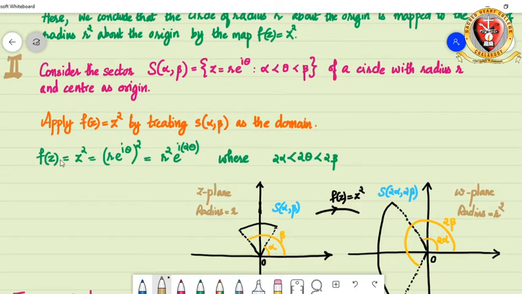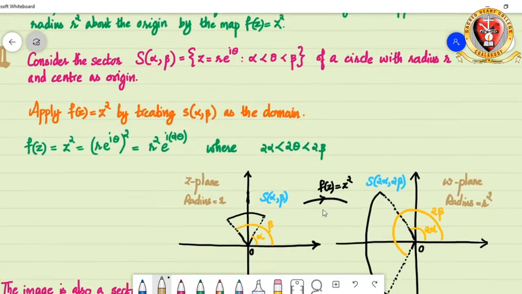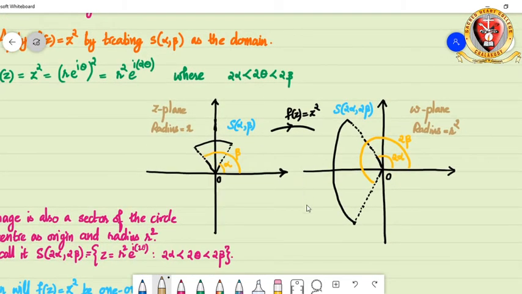So when we apply f of z is equal to z square, what is going to happen? We know that the points lie inside this S of alpha comma beta. So that is r e raised to i theta the whole square, which is r square into e raised to i into 2 theta. Here theta was alpha strictly less than theta less than beta. Here the complex number has the argument 2 theta, and that 2 theta will lie in between 2 alpha and 2 beta strictly.